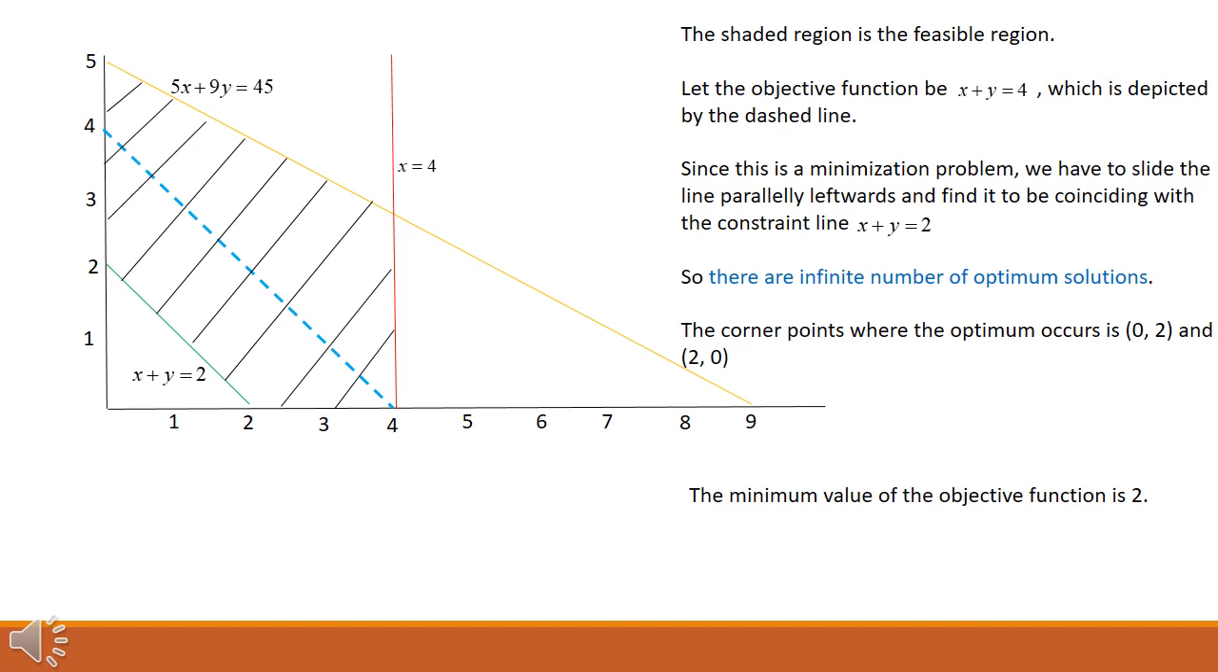So there are infinite number of optimal points. We can find the corner points of this constraint line as (0, 2) and (2, 0). So these are two of the optimal points and the minimum value of the objective function is 2.